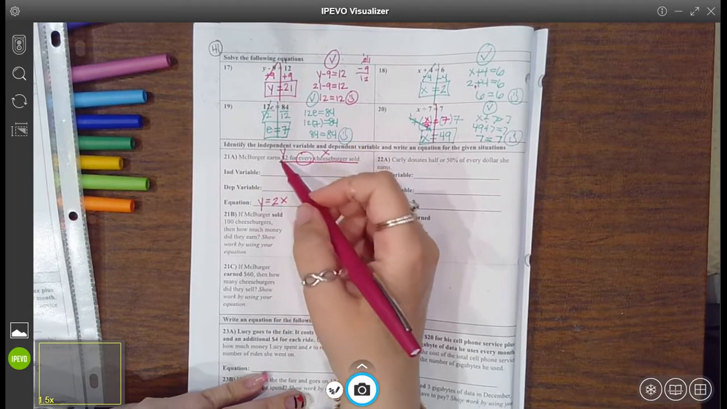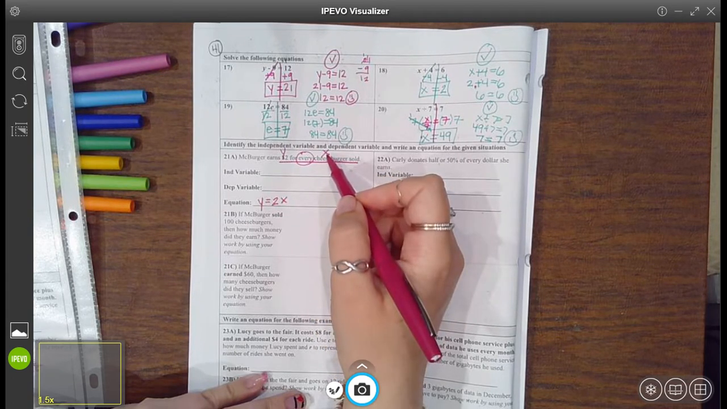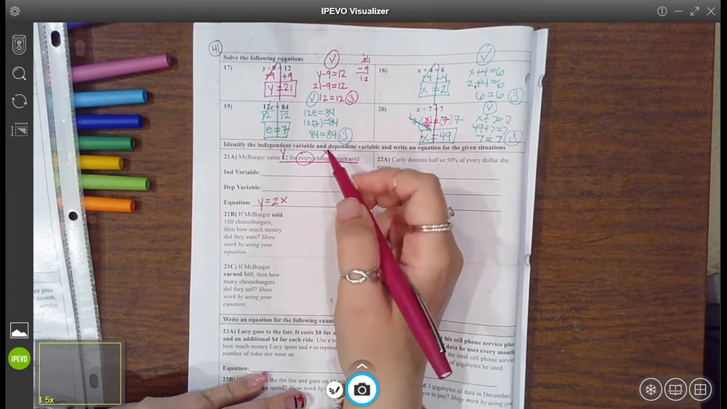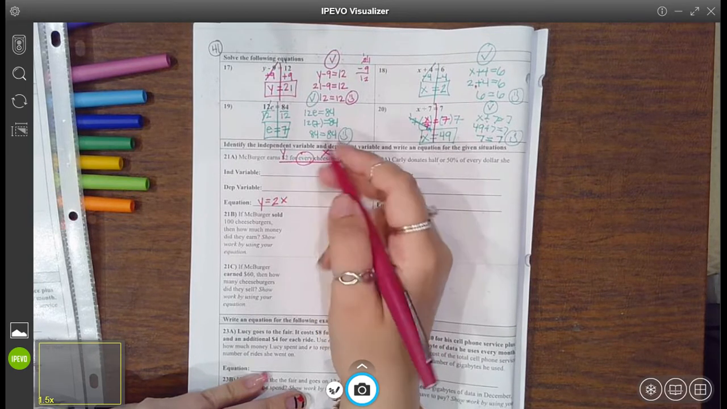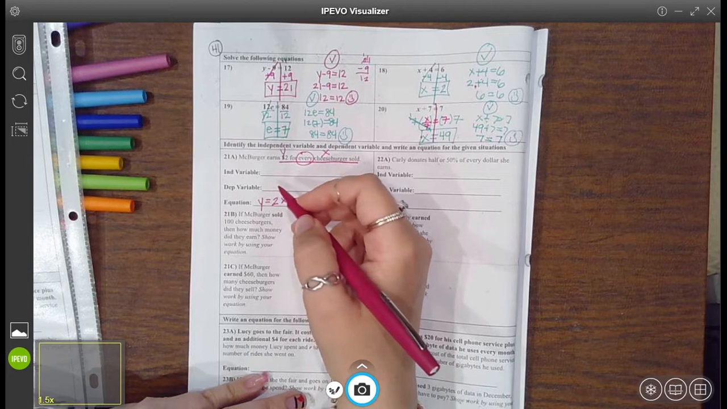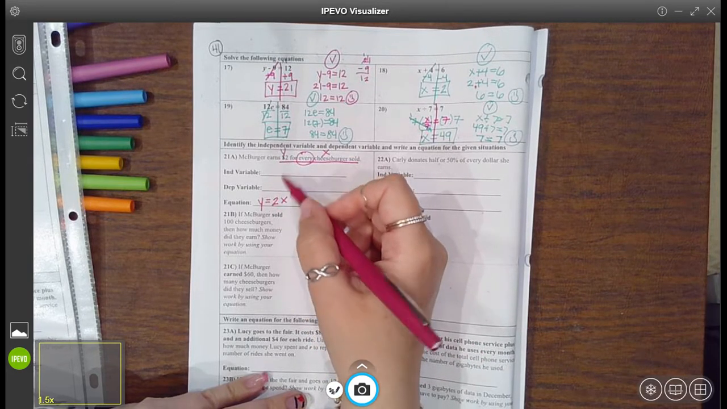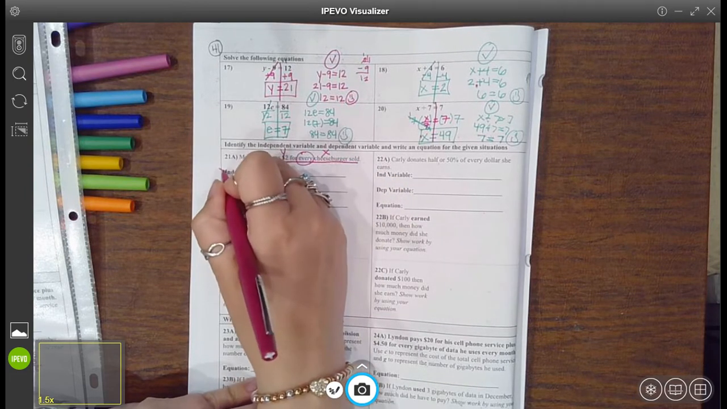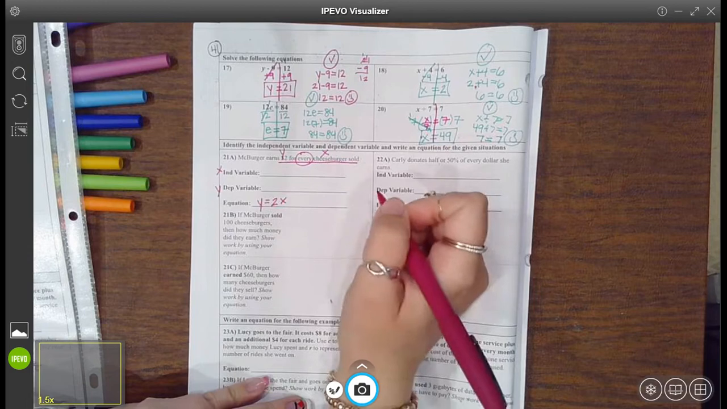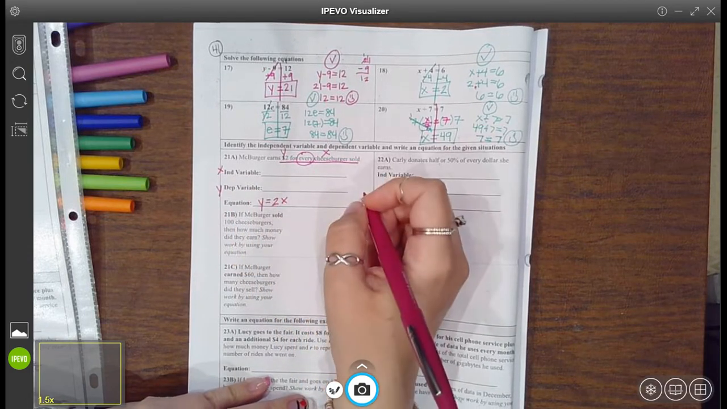So y is not the $2. That's your rate. You're multiplying that times the x. X is talking about the number of cheeseburgers sold. Y is talking about the total money. Again, x and y change depending upon the problem. 2 is a fixed rate, so that gets multiplied by your x. X is always your independent, y is always your dependent. That never changes. Just what it's talking about within the problem changes.